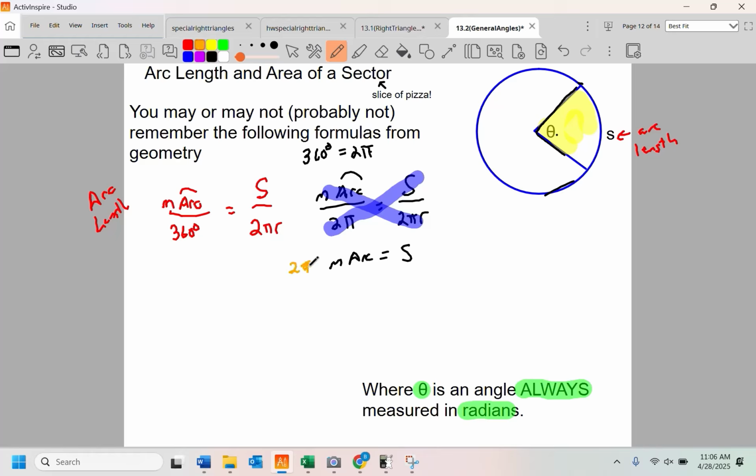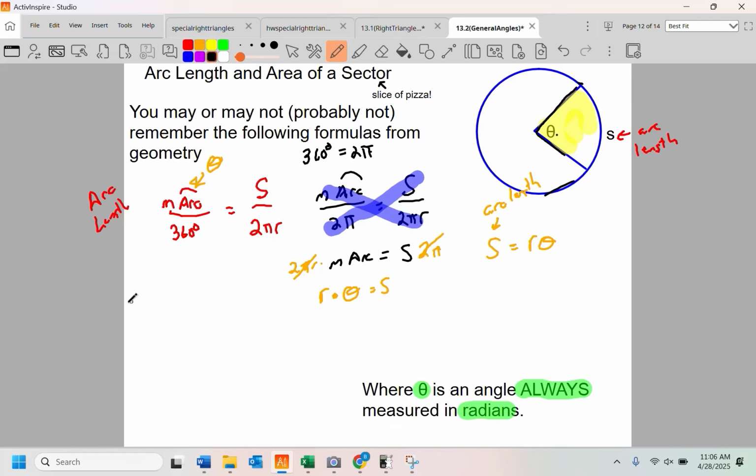2 pi r times the measure of the arc is equal to S times 2 pi. And both sides contain twice pi. So r times the measure of the arc, which I'm just going to say theta, is S. So here's our formula for arc length. S is equal to r theta. And S again is arc length. That's how you do it.